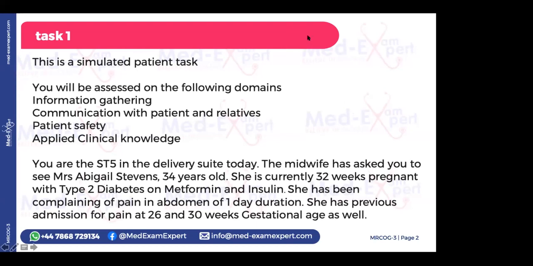Then we should see how her level is, and we should examine the patient, because we did not examine the patient. We should do the general examination as well as per abdominal examination. She may be a case of preterm labor, so we should do the per speculum examination also, or per vaginal examination if we are unable to see the dilatation of the cervix. Okay, good.